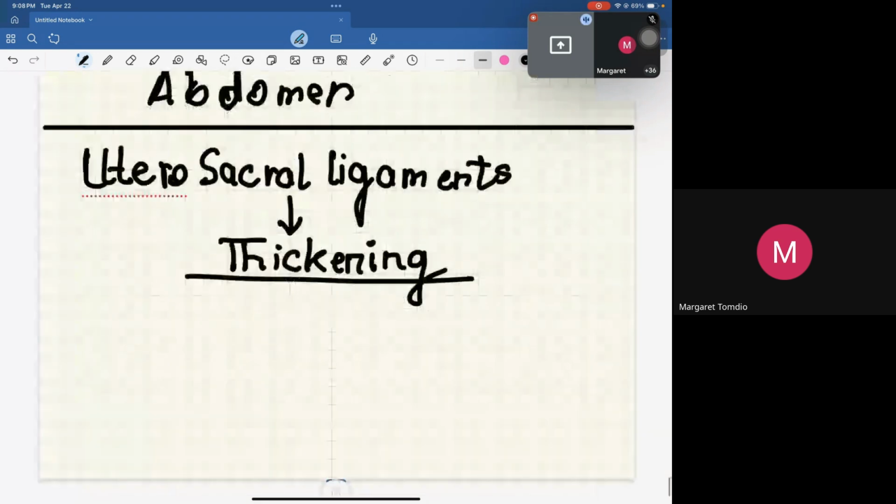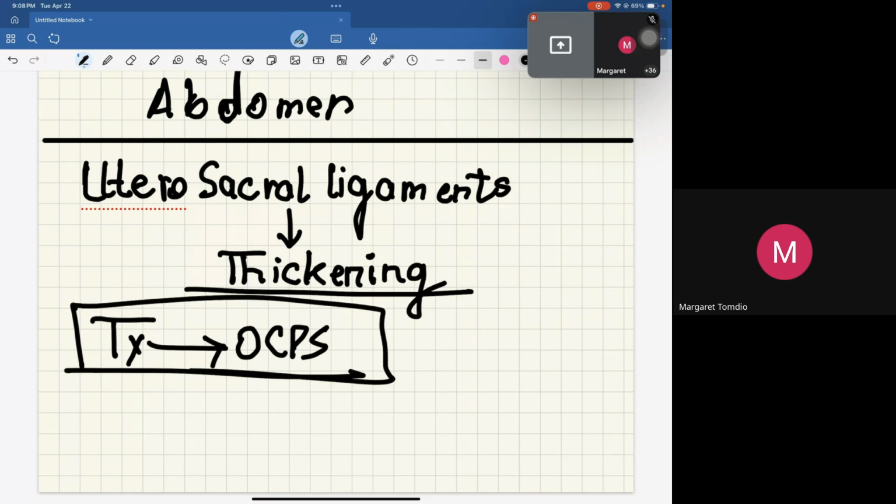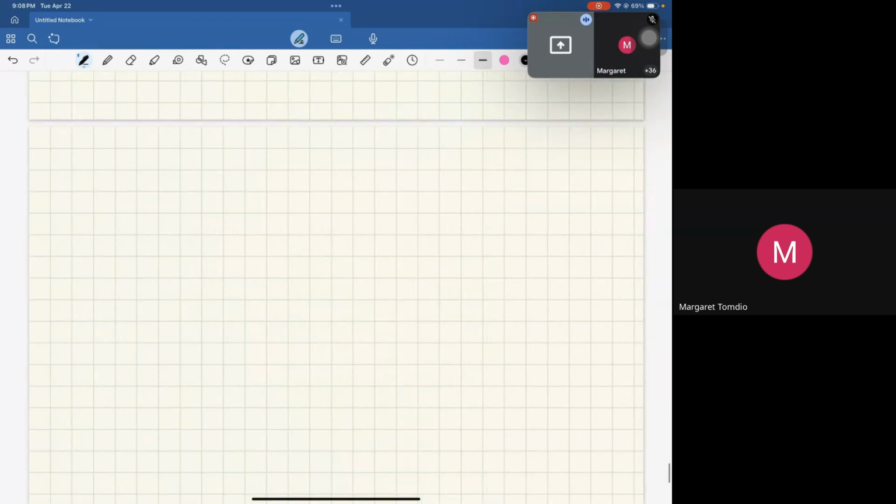Now, what is the treatment of endometriosis? You give OCPs for the treatment of endometriosis. That is the mainline treatment of endometriosis. So you have to give OCPs for the treatment of endometriosis. Okay. Now, one more important thing is that when endometriosis occurs in the ovary, it can lead to an increased risk of ovarian cancer.